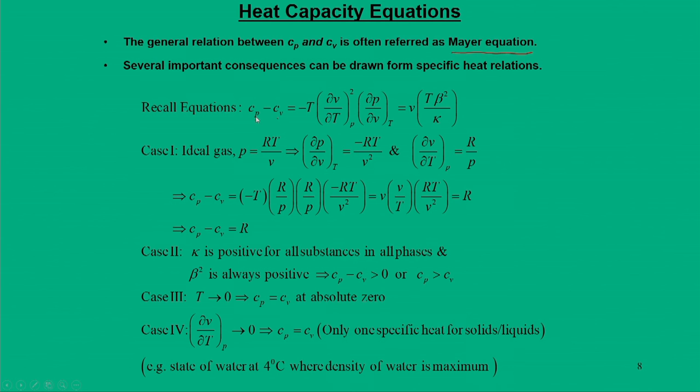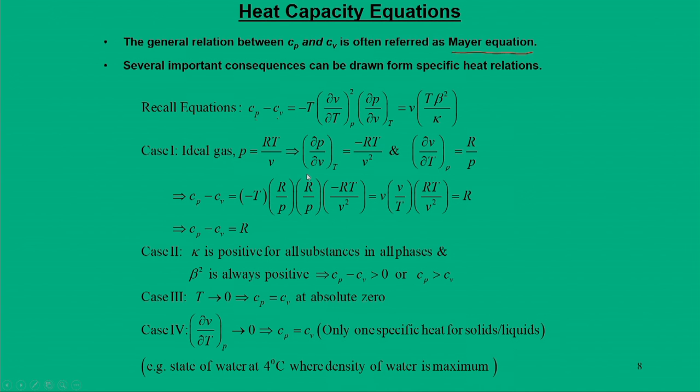First thing, if I say this relation Cp minus Cv is V times T beta square by kappa, this relation is true for all the states of the substance, say solid, liquid and gas phase. Now, if your substance is an ideal gas where the PV equals RT equation is valid, then we can find that dou P by dou V at constant T will be minus RT by V square, and dou V by dou T at constant P will be R by P. Now, when I put these expressions in the above relation, Cp minus Cv stands as minus T times R by P whole square, or R by P into R by P, and minus RT by V square.